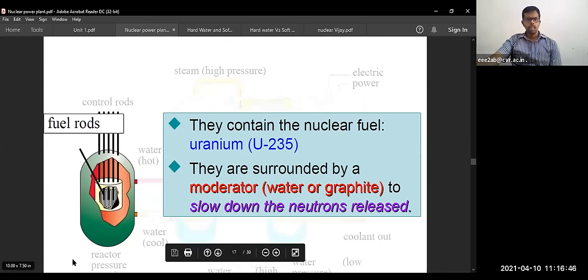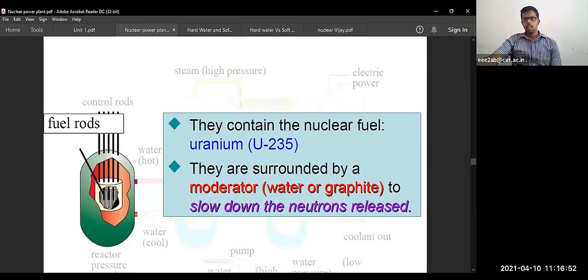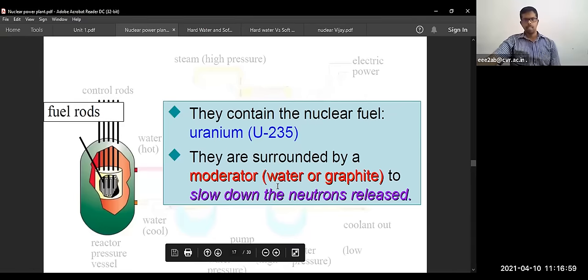Fuel rods: a fuel rod consists of uranium-235. They are surrounded by a moderator that consists of graphite or water to slow down the neutrons released. That is also there.